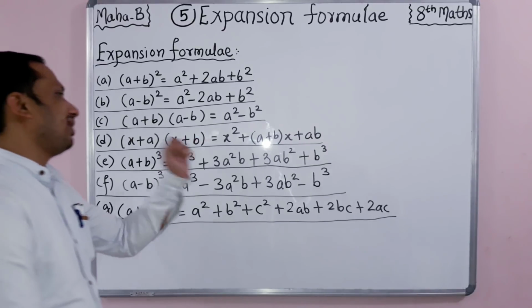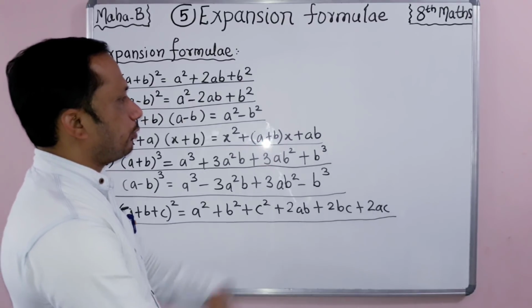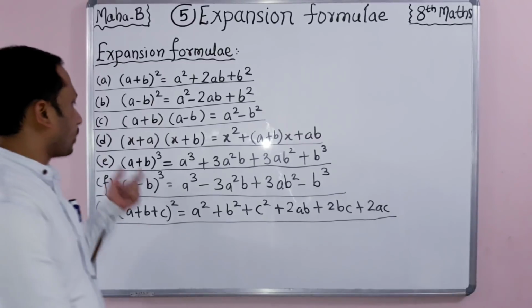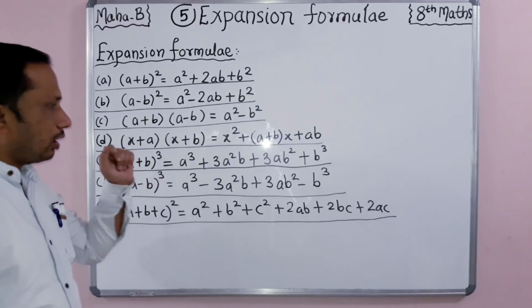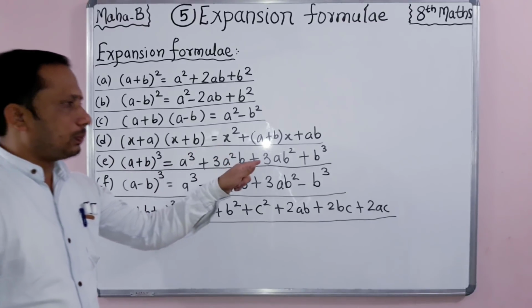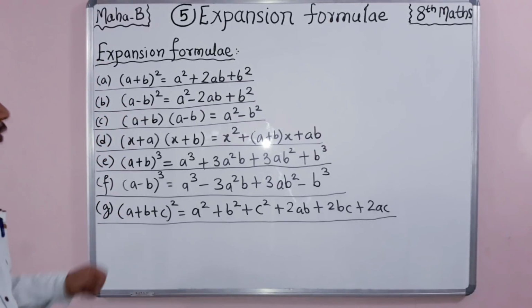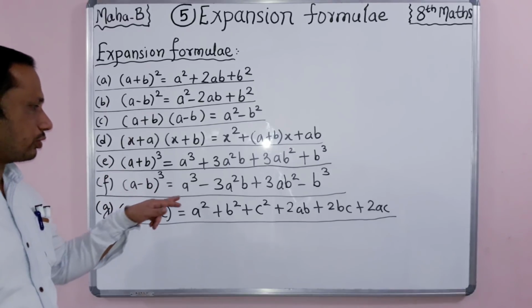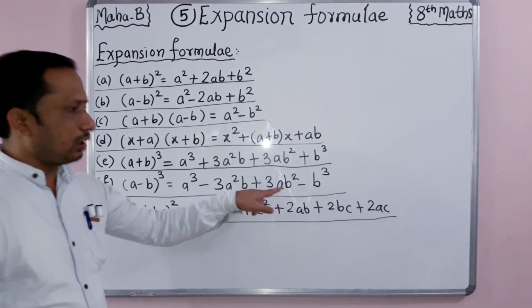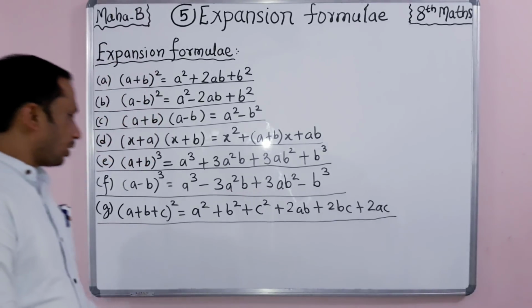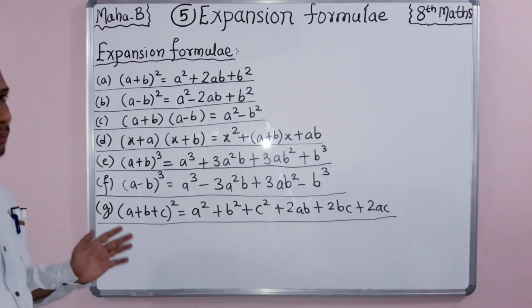Fourth formula: (x plus a) into (x plus b) is equal to x square plus (a plus b) into x plus ab. Then the fifth formula: (a plus b) whole cube is equal to a cube plus 3a square b plus 3ab square plus b cube. Then the sixth formula: (a minus b) whole cube is equal to a cube minus 3a square b plus 3ab square minus b cube.